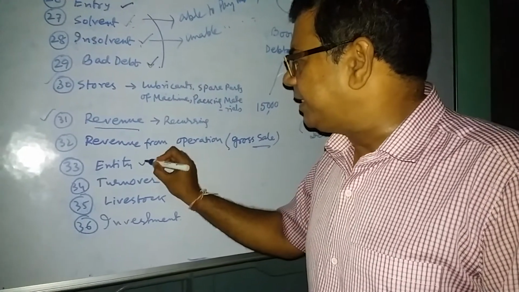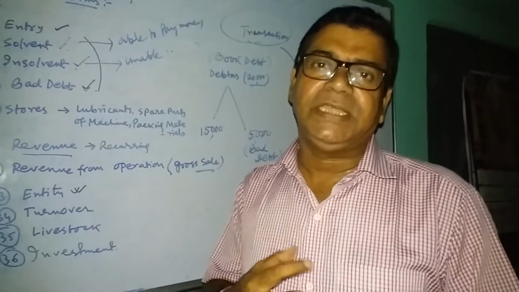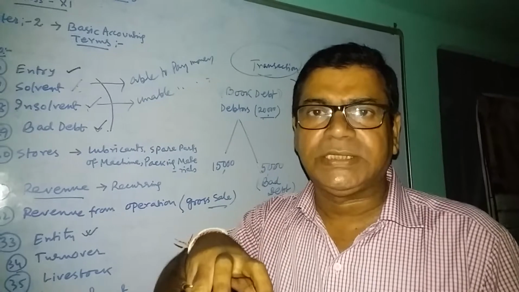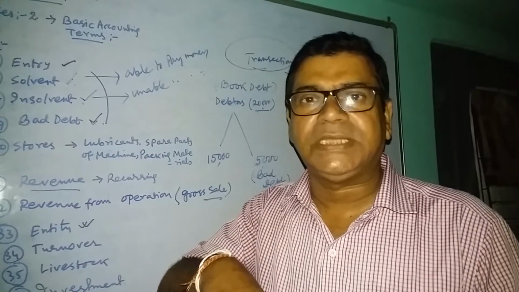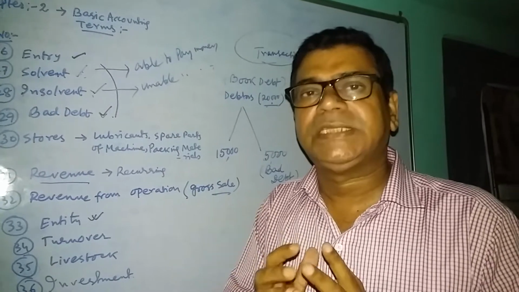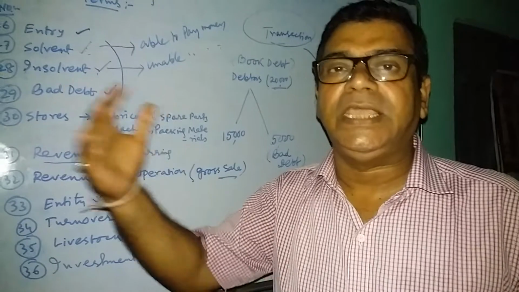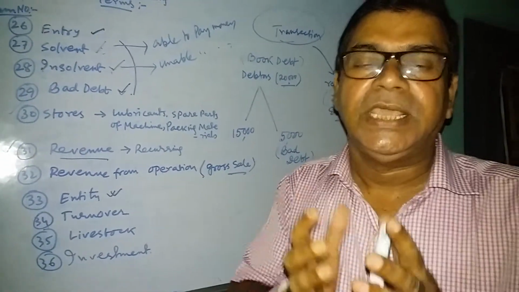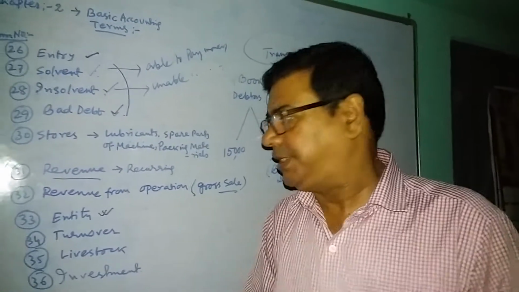नेक्स्ट इज कमिंग एंटिटी. एंटिटी मीन्स वन कॉन्सेप्ट वी विल गेट दैट द बिजनेस इज हैविंग द सेपरेट एंटिटी देन इट्स ओनर. इन अकाउंट्स प्रोसेस, accounts are prepared for the business, not for the businessman. So business is being treated as the separate entity than its owner. So business is having the distinct entity, distinct, separate existence, that is called the entity.